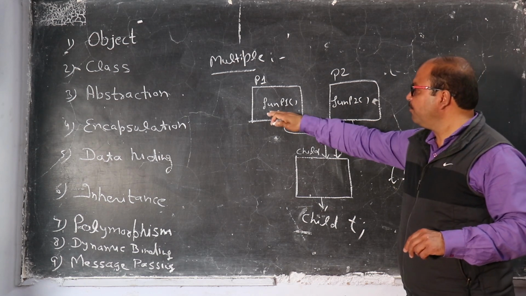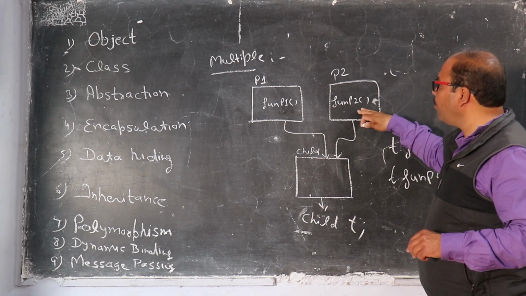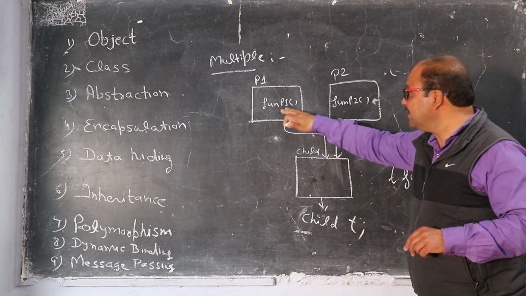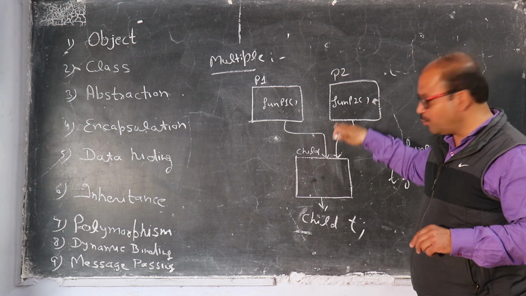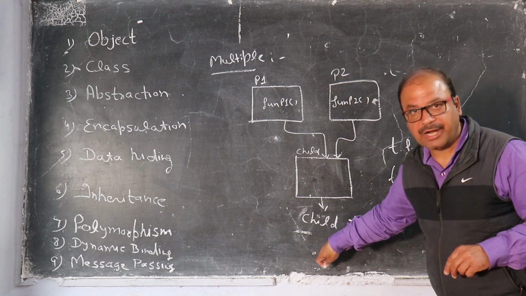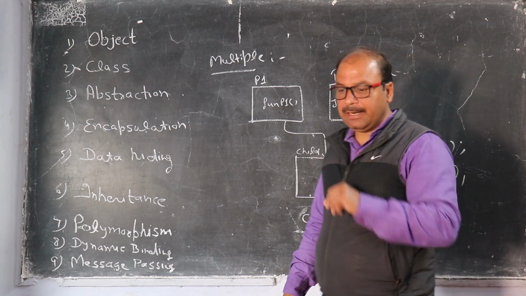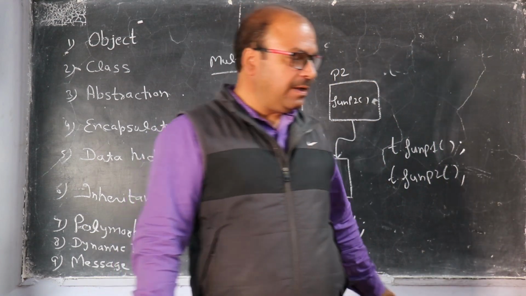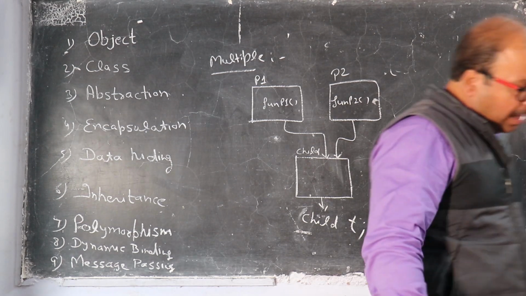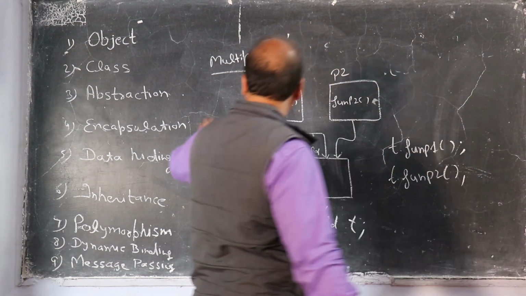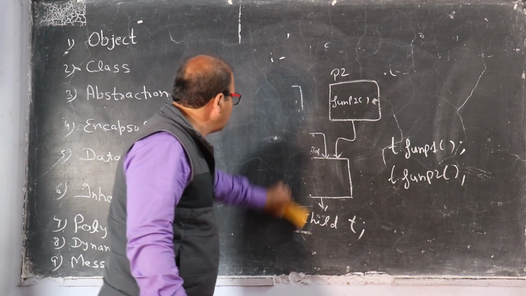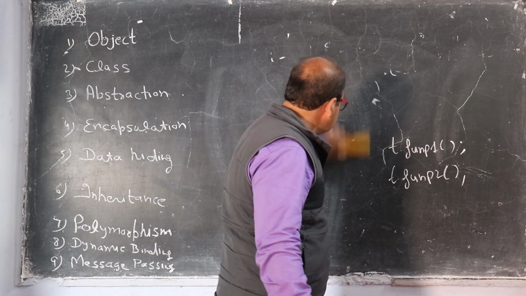fun P1 and T dot fun P2. Both the functions fun P1 and fun P2 are there in parent class but not in child class. But we are accessing these two functions through the object T of class child. Right? This is called multiple inheritance. Next level of inheritance is hierarchical inheritance. This is just opposite that of the multiple inheritance.